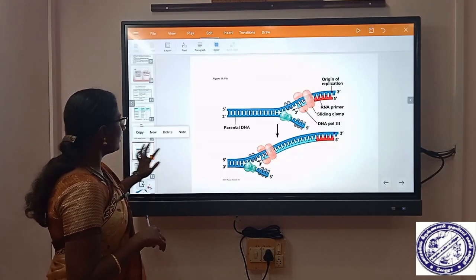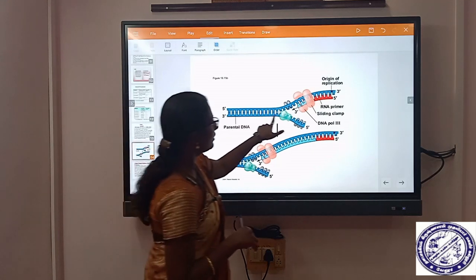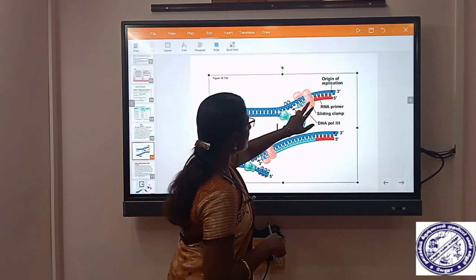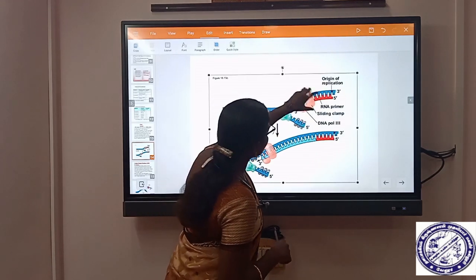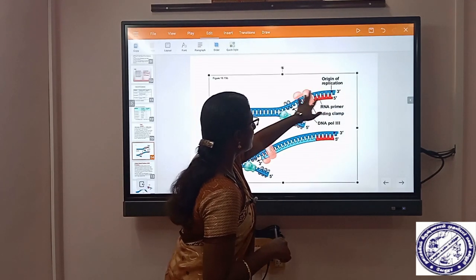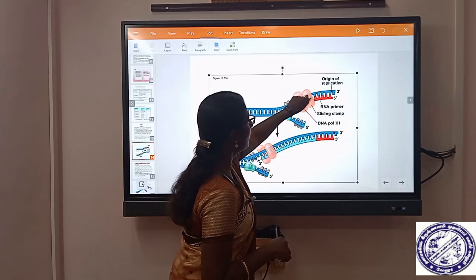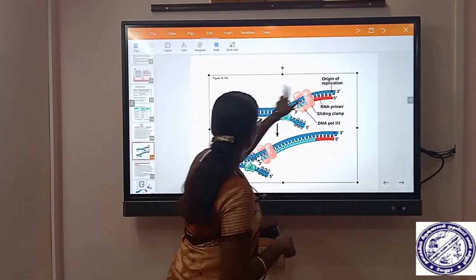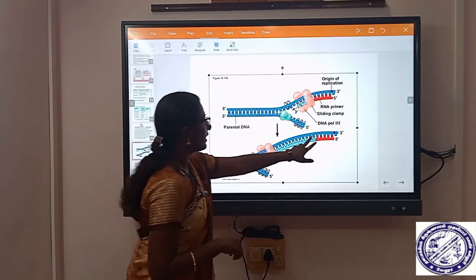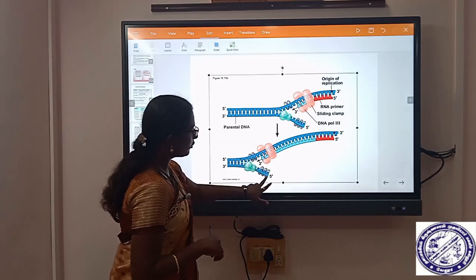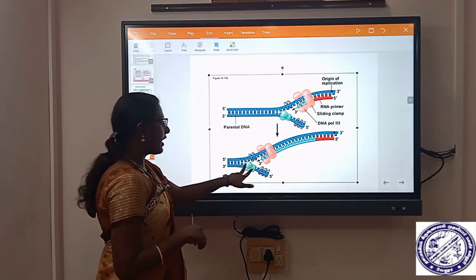So this is the structure. This is a parental strand, and the DNA polymerase is starting the new strand. Here the clamp is sealing, holding the region, and this is the origin of replication. Once the DNA polymerase has started, the primers are removed by the DNA polymerase.